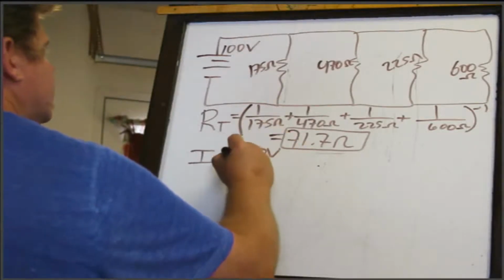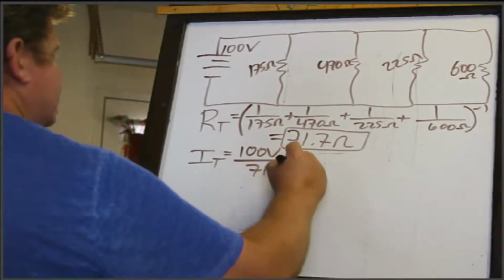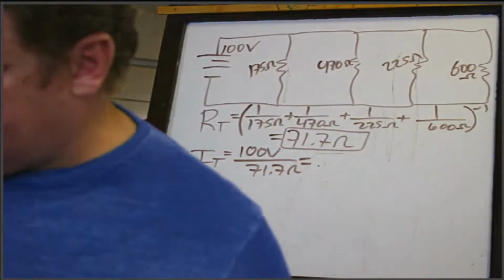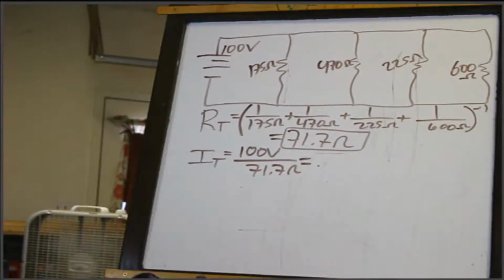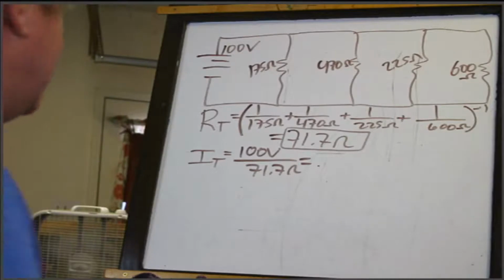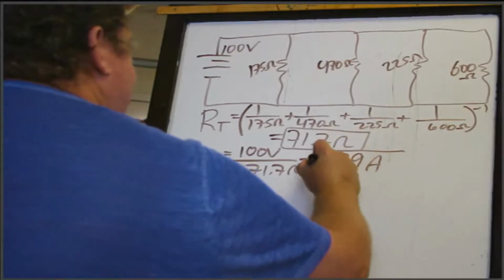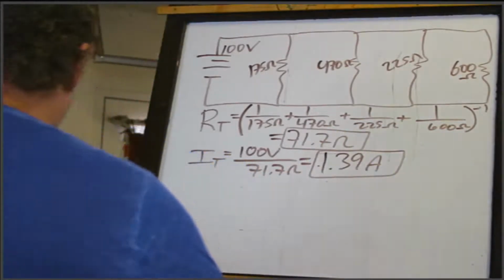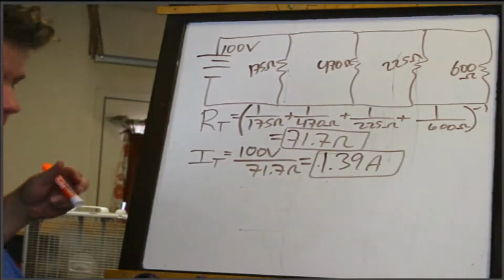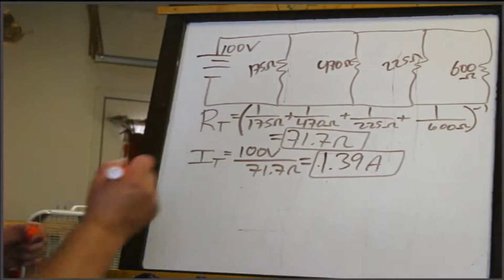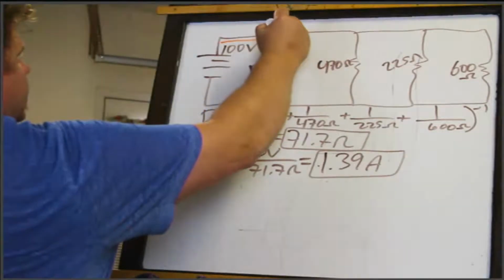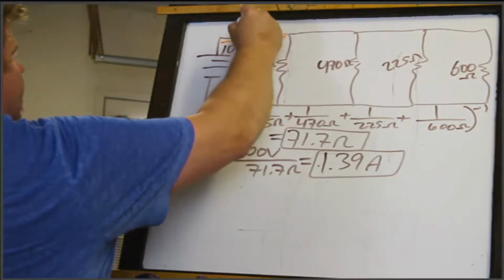And then we have a 100-volt source and a 71.7 ohm total resistance. 1.39 amps, whole amps. That is a pretty good draw there. But what do you expect with a 100-volt source and everything's under 1K, right? So we have a total source current of 1.39 amps.